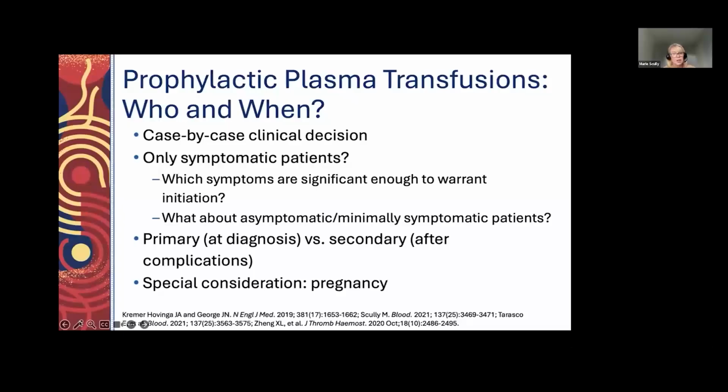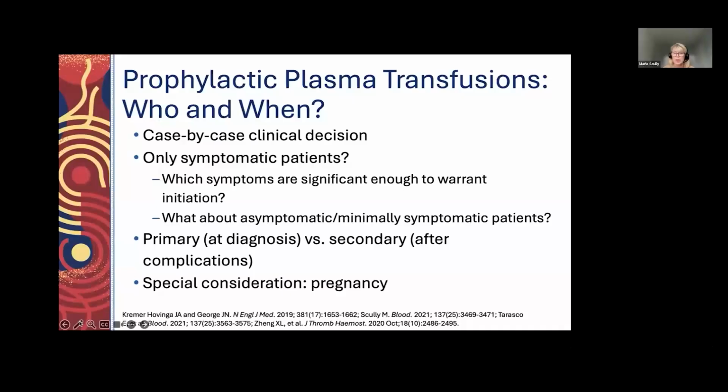The next consideration is whether we should start all patients on an ADAMTS13 replacement pathway at diagnosis, or we only do it after they demonstrate complications. Again, there's pros and cons for both options, but I think ultimately we need to consider a pathway which is preventative.